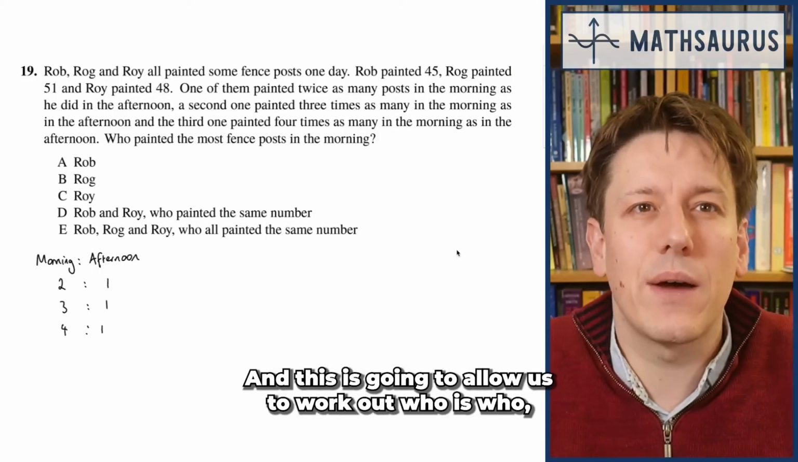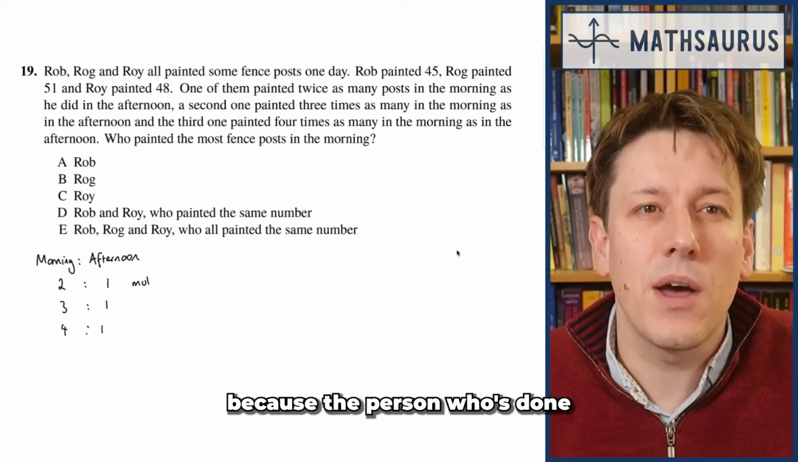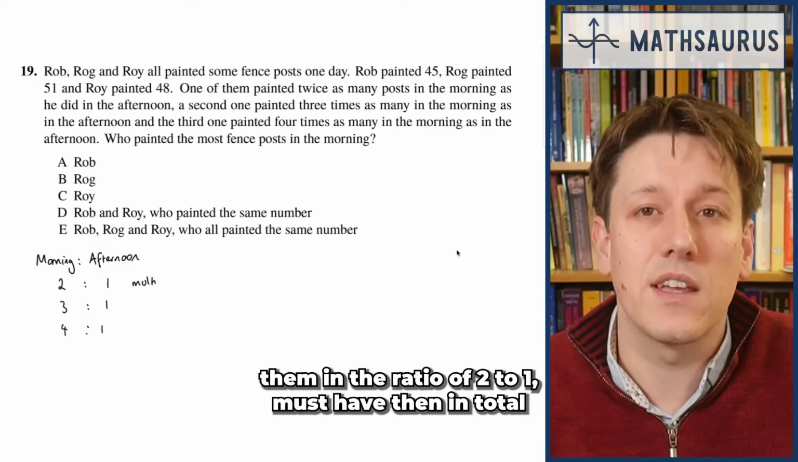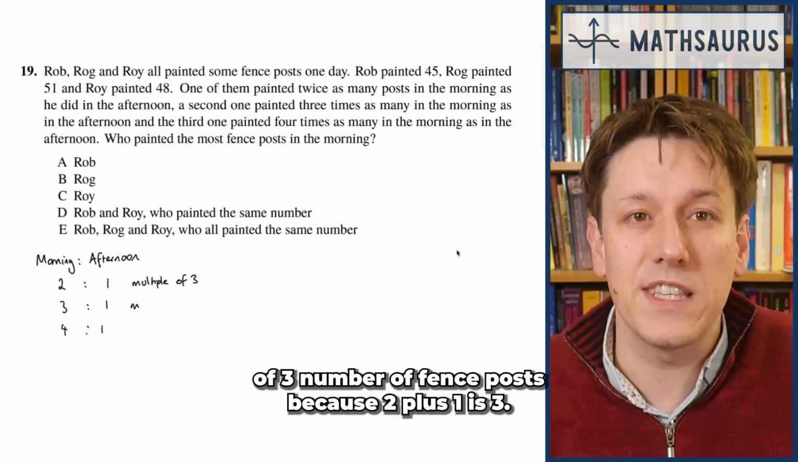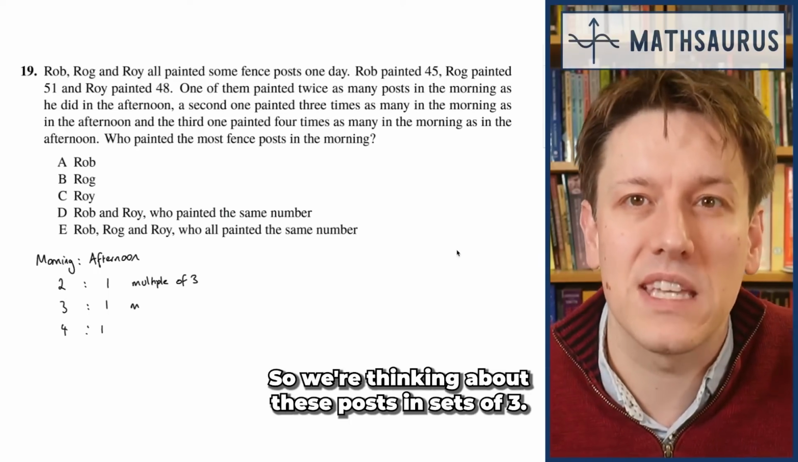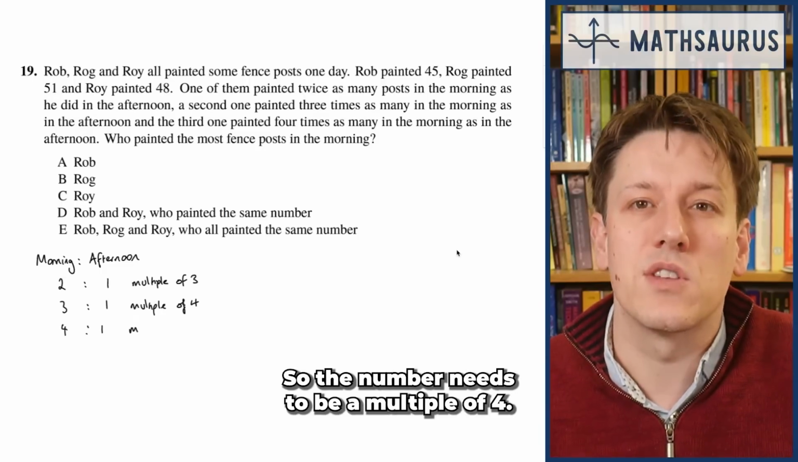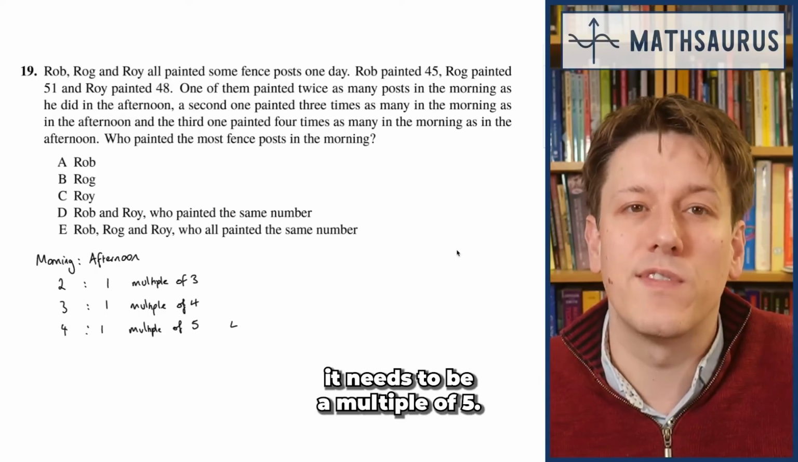And this is going to allow us to work out who is who, because the person who's done them in the ratio of 2 to 1 must have then in total completed a multiple of 3 number of fence posts, because 2 plus 1 is 3, so we're thinking about these posts in sets of 3. In the 3 to 1 ratio, 3 plus 1 is 4, so the number needs to be a multiple of 4, and in the 4 to 1 ratio it needs to be a multiple of 5.